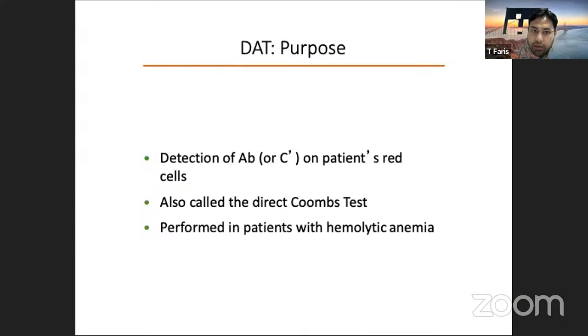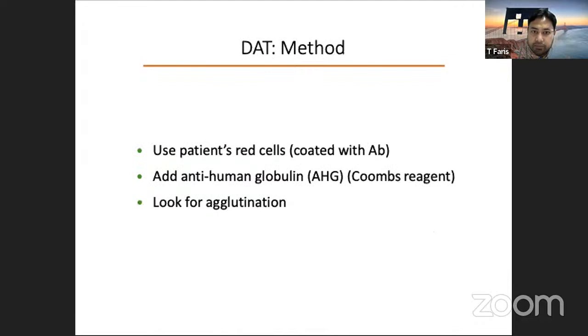We have another test that we can use in the lab. We call it the direct Coombs test. We perform this in patients with hemolytic anemia. We want to detect the antibody or the complement system on the patient's red cells. I'm not sure what the C is, but detection, I think it's the complement one. Detection of antibody, the presence of the antibody. What type of antibody? Is it IgG, IgE, IgM?